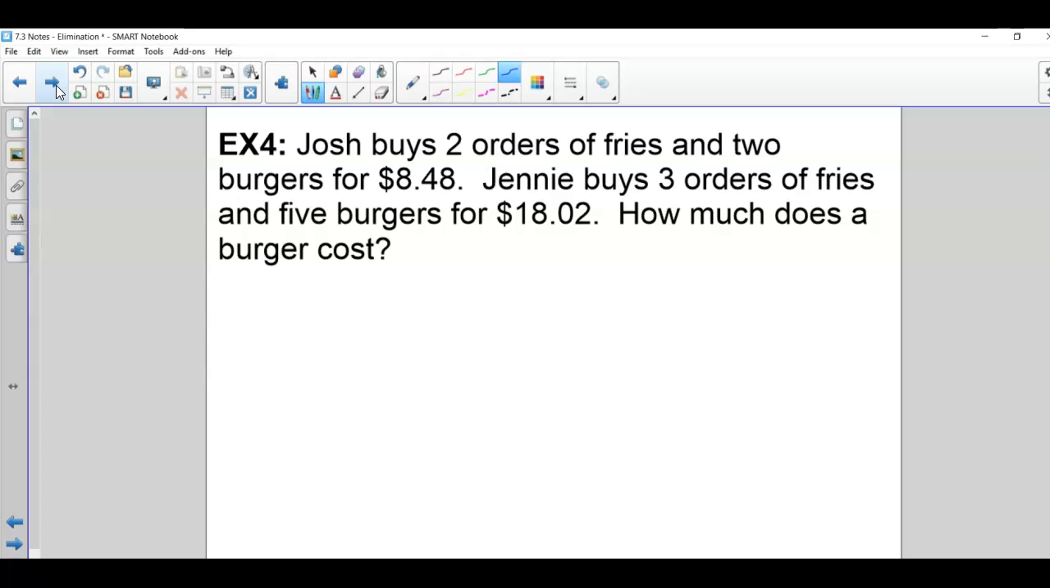All right, so Josh buys 2 orders of fries and 2 burgers for $8.48. Jenny buys 3 orders of fries and 5 burgers for $18.02. How much does a burger cost? Okay, so we're going to write equations for both of these situations. I'm going to let f be the cost of the fries, because we know how many fries they buy. We don't know the cost of fries, and b is the cost of the burger.